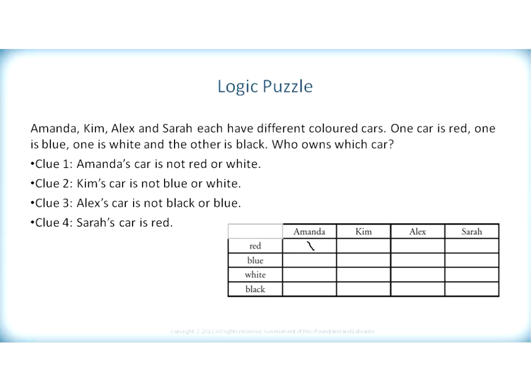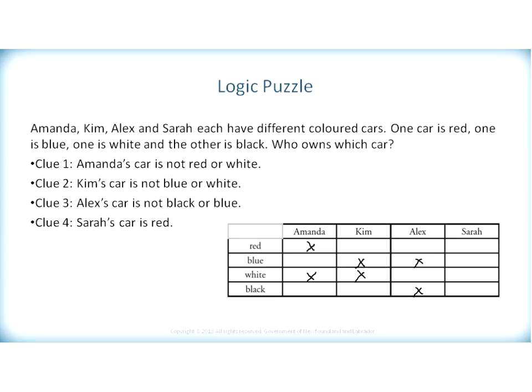Get my pen working. I can eliminate red. And it's not white, so I can eliminate white. Kim's car is not blue or white. So for Kim, I can eliminate the blue and the white. And Alex's car is not black or blue. So I can eliminate blue for Alex, and I can eliminate black for Alex.